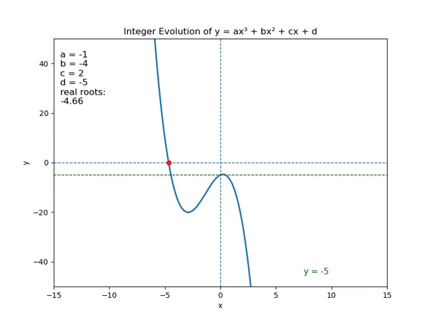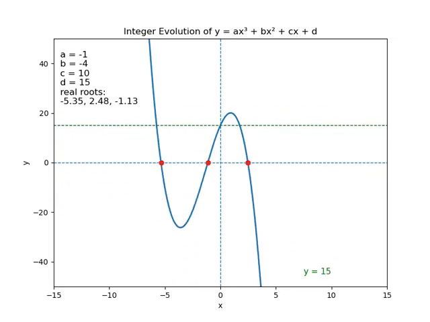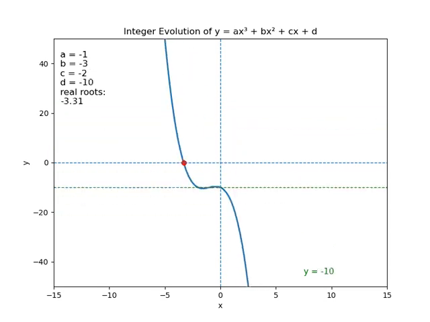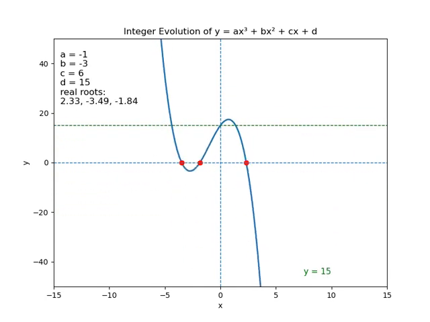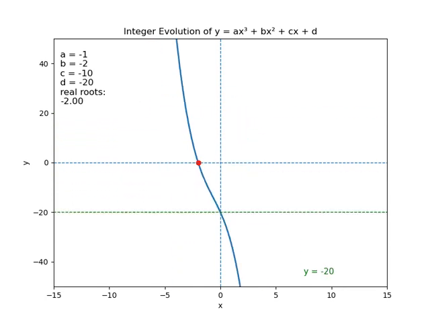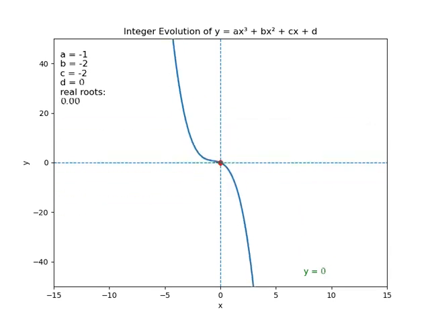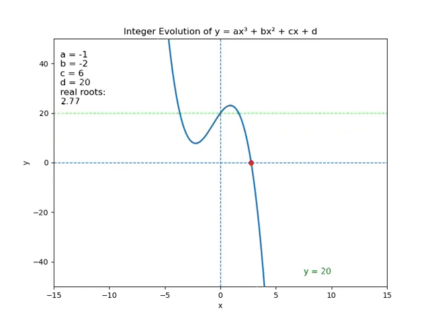Watching this motion, the listener may begin to sense that vertical translation alone does not change the curve's fundamental shape. But does it affect how many times the curve intersects the x-axis? Those intersections are highlighted by red points whenever they occur. These points mark the real roots of the cubic equation.